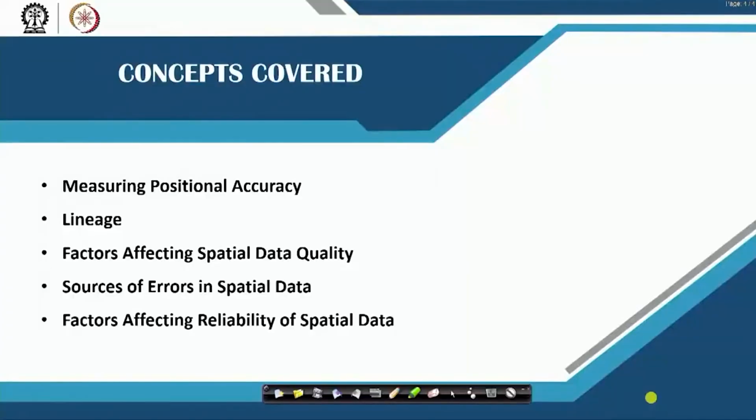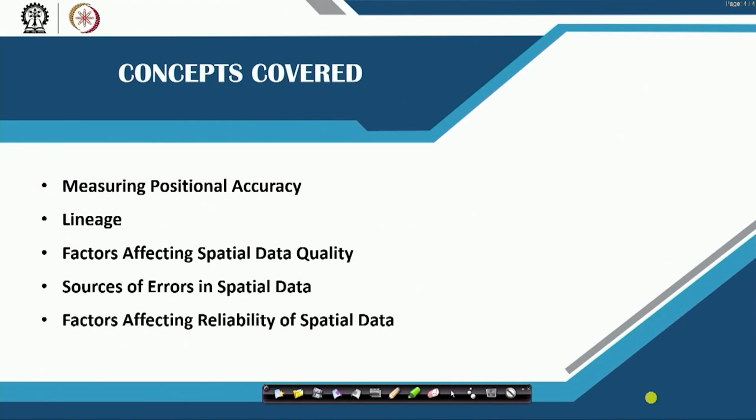We discussed this partially in the previous class, but we would also look at more aspects in this particular class, and sources of error. We discussed some errors that may creep in, but we did not discuss the sources of error. So we will look at sources of errors, and how we rectify them, in the next two lectures. The concepts that I would cover in today's class are measuring positional accuracy, lineage, factors affecting spatial data quality, sources of errors in spatial data, and factors affecting the reliability of spatial data.